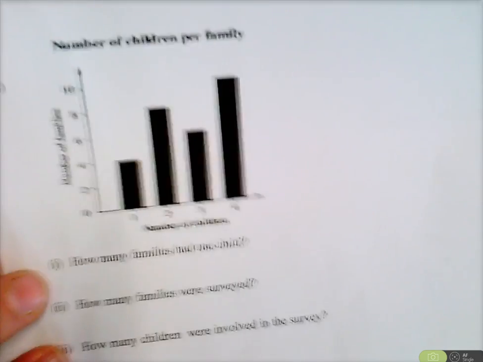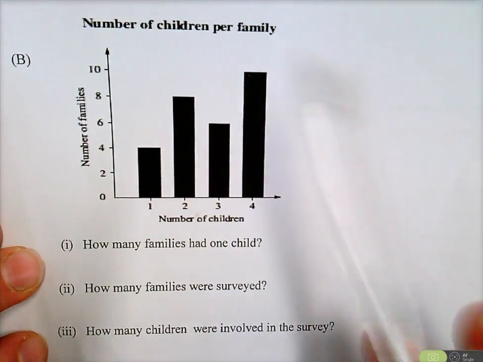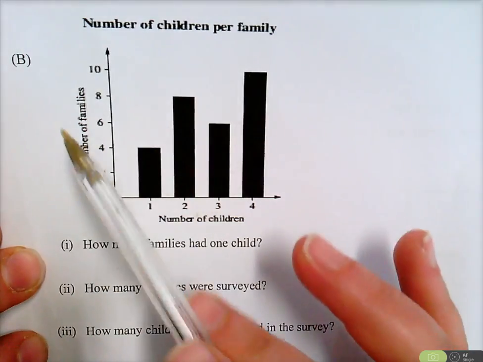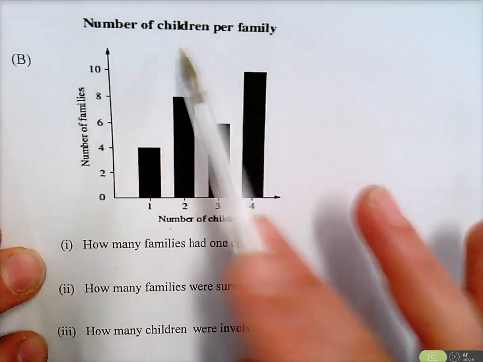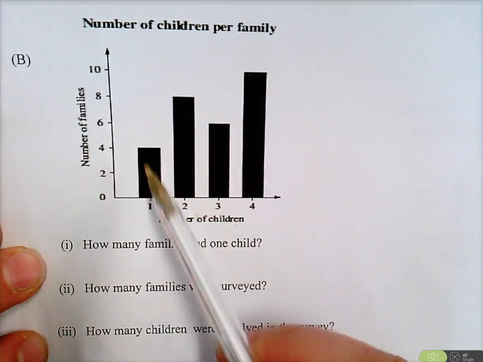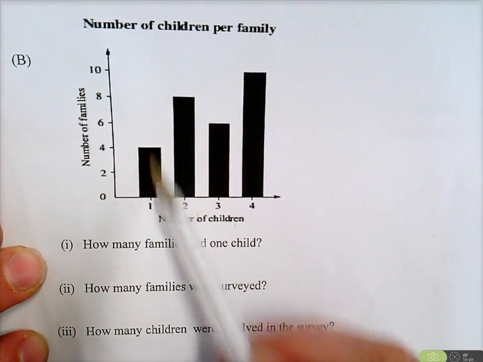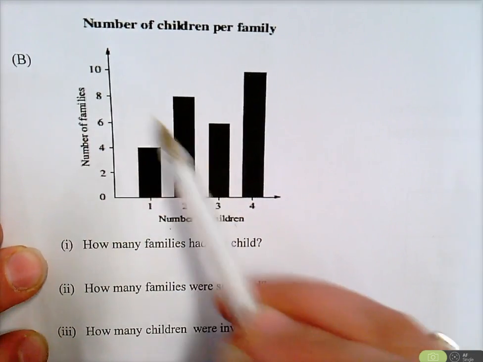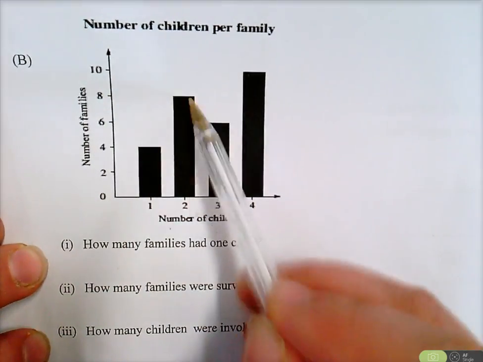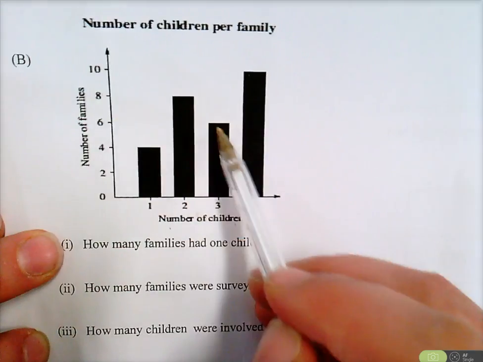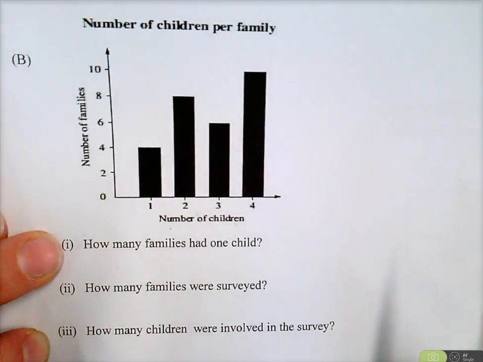The next question, question 1b. This graph shows the number of children per family. So here, the way we read this graph, there are 4 families with 1 child. There are 8 families, because it says number of families. There are 8 families with 2 children. There are 6 families with 3 children, and there are 10 families with 4 children.